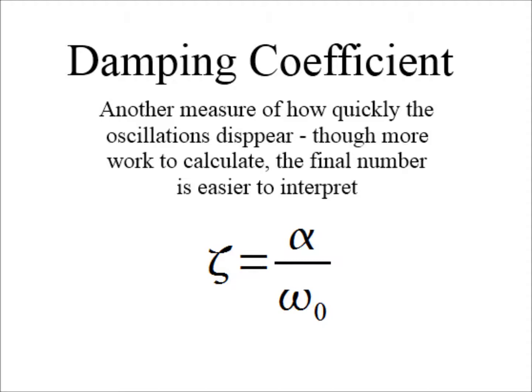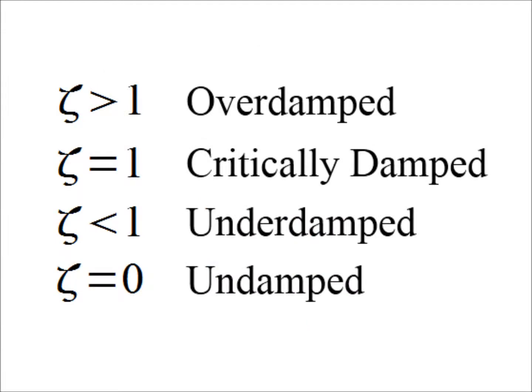The last one here is the damping coefficient, which is another measure of how quickly the oscillations disappear, but the range of values that this number can take is easier to understand than that of the attenuation factor. Why do I say that? Well, if this number that we're going to call zeta is greater than 1, then this circuit is overdamped. If it's equal to 1, it's critically damped. If it's less than 1, it's underdamped. And if it's equal to 0, then it's undamped. And we'll go into examples of those to show what they are.